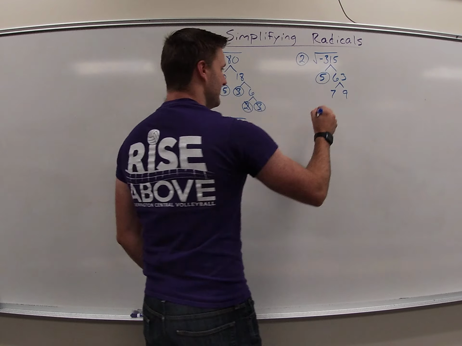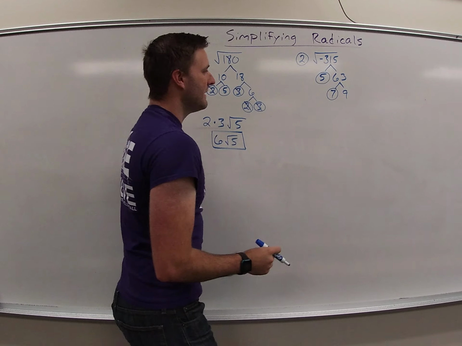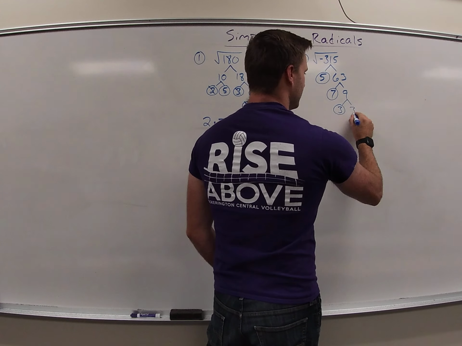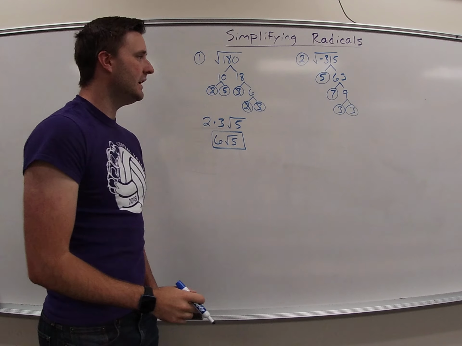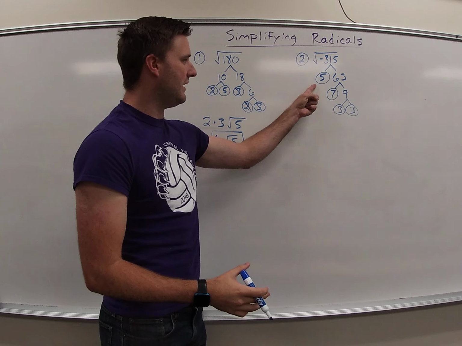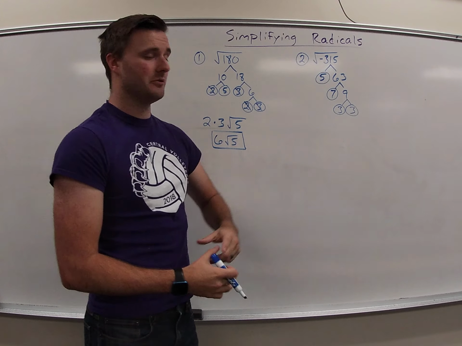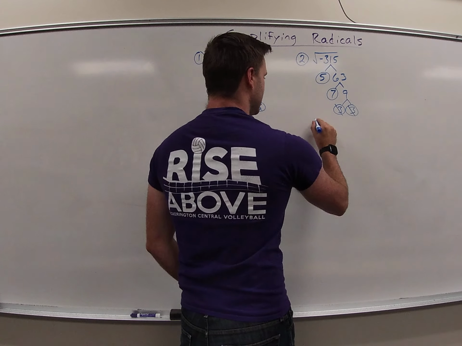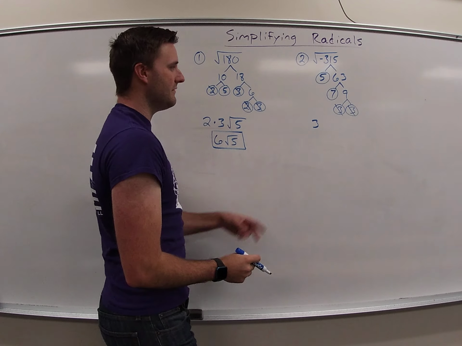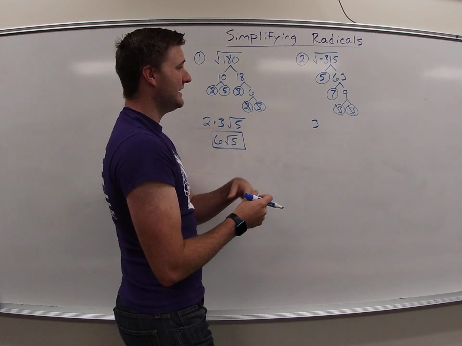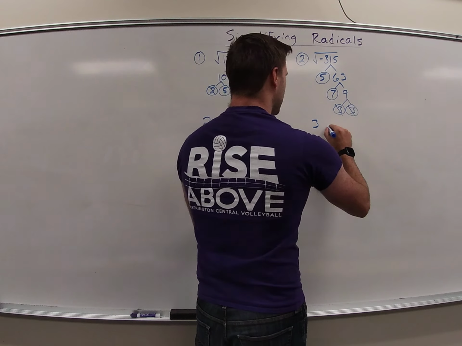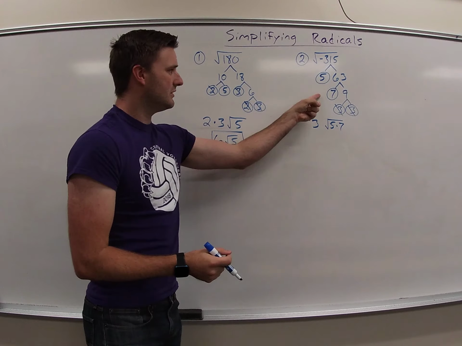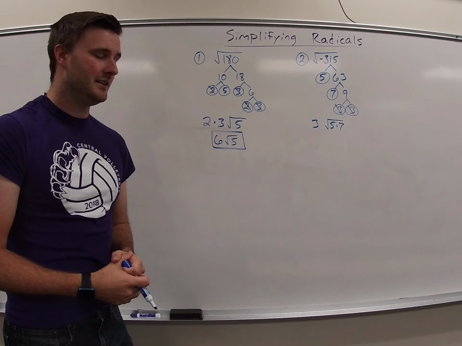Now, 7 is a prime number. 9 breaks down to be 3 times 3. And now I have no more numbers that can be broken down. So 5 times 7 times 3 times 3 will get me back to that 315. Again, we're looking for groups of 2. So I have a group here: 2 3s that I'm going to take outside the house. I have no more groups of 2 that I can pull out. So what's left over on the inside of the radical is a 5 and a 7. Now those 2 terms need to be multiplied together.